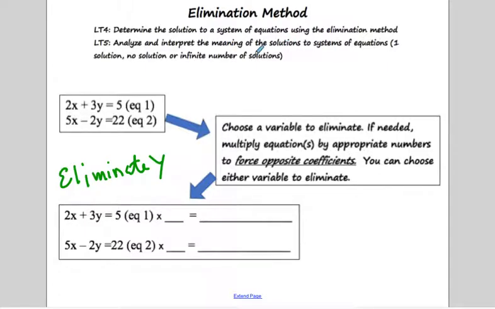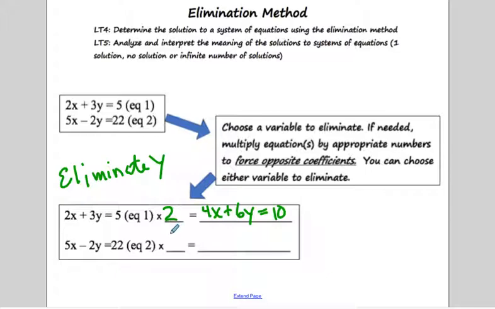How do we do that? All we need to do is multiply the top equation by 2. When we multiply the top equation by 2, that gives us 4x plus 6y equals 10. We're going to do the same thing with the bottom equation, but now we need to make this 2 into a 6. See how it's already a negative? I'm going to multiply so that doesn't change.